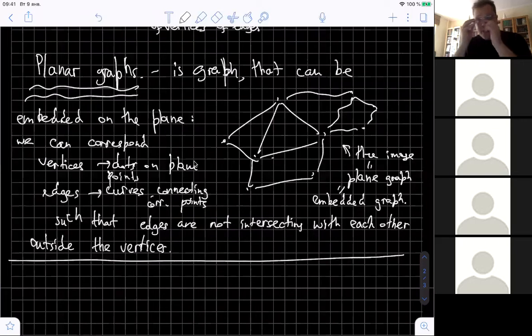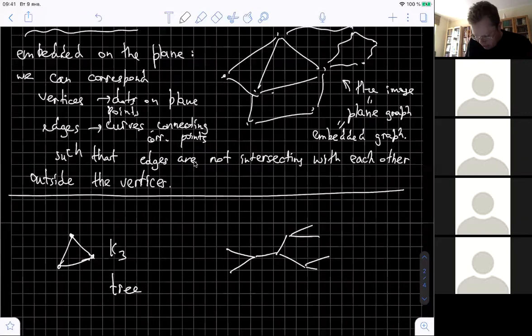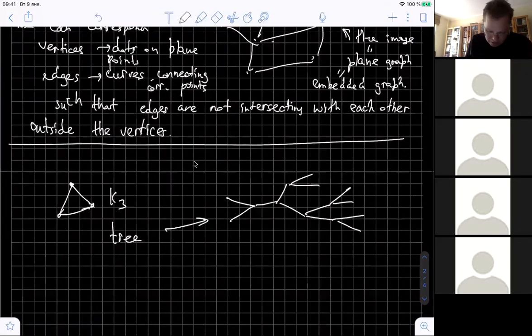So the main question is how can we determine, if we take an arbitrary graph with a set of vertices and a set of edges, whether we can or cannot embed it on the plane? For example, if I have a simple graph like K3, or any tree, of course we can embed it on the plane. But what about more complex graphs?